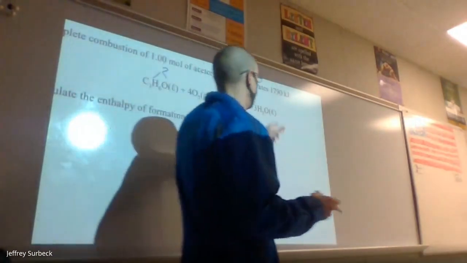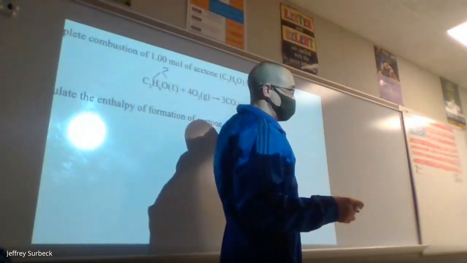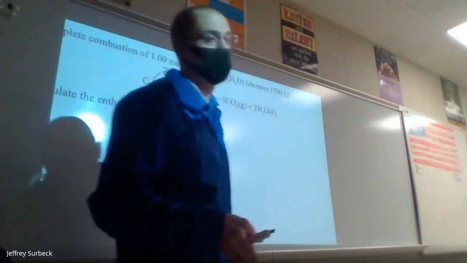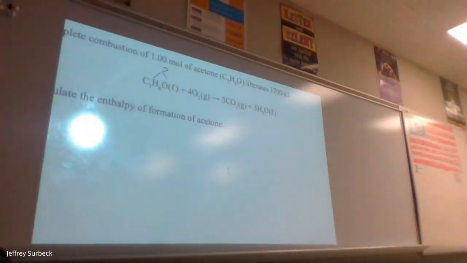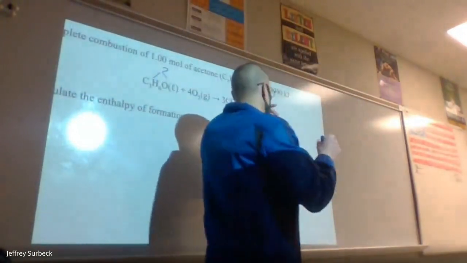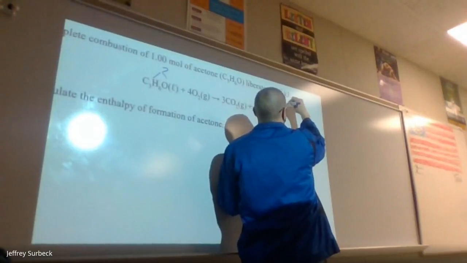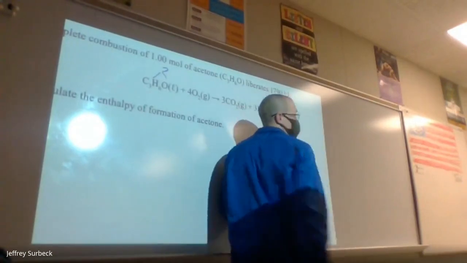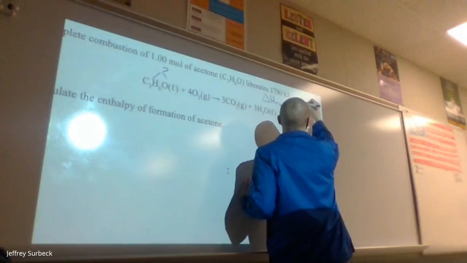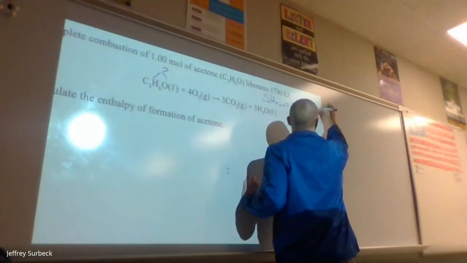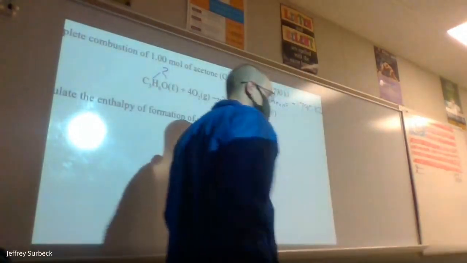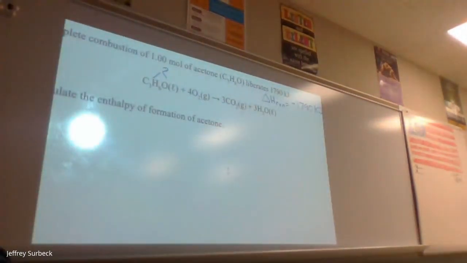The other thing I want to talk about here is this is liberating 1,790 kilojoules of heat. Liberating is a fancy word for what? Getting rid of. Perfect. So it's getting rid of. That means, more importantly to us, that if it's liberating or getting rid of, it's going to have a negative value, negative 1,790 kilojoules. Okay. Now, this is our different starting point.